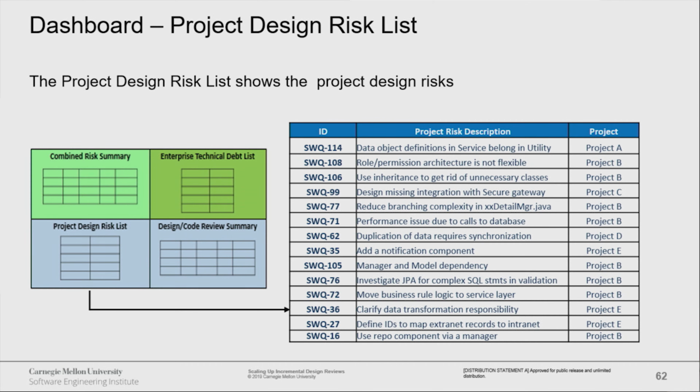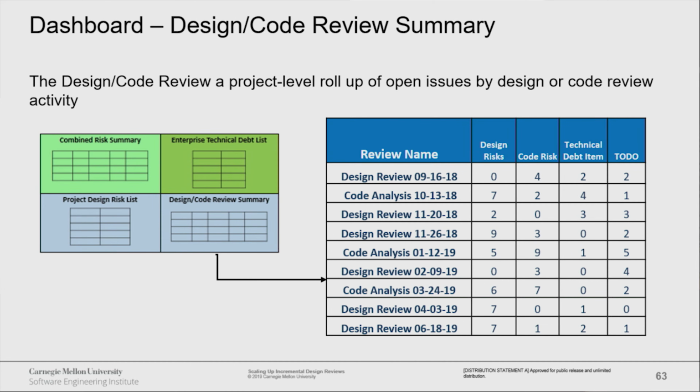Okay. So here's our project design risk list. Pretty boring. It's basically just a list of project risks that we found in design reviews. These are all redacted from real design reviews. And obviously we keep track of what project and which application those came from, that kind of thing. So that's pretty basic. But the power comes in where we roll that up to summarize it, and this is where we can get some action on things.